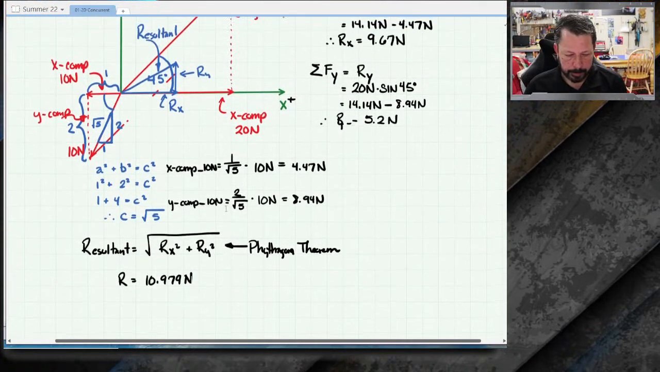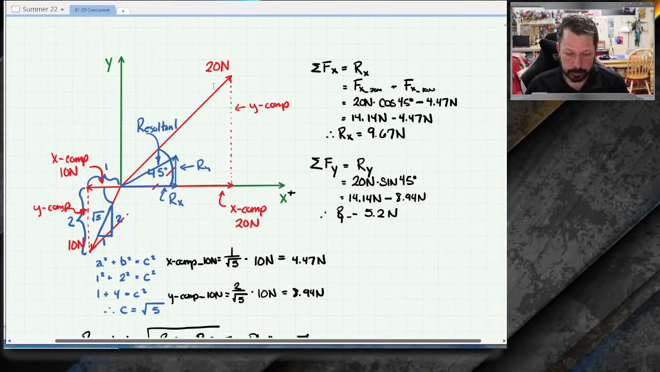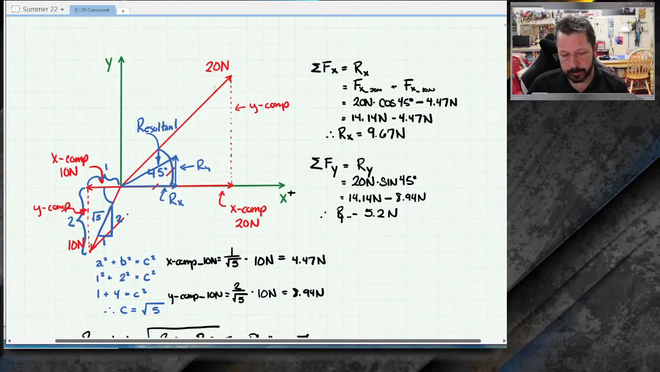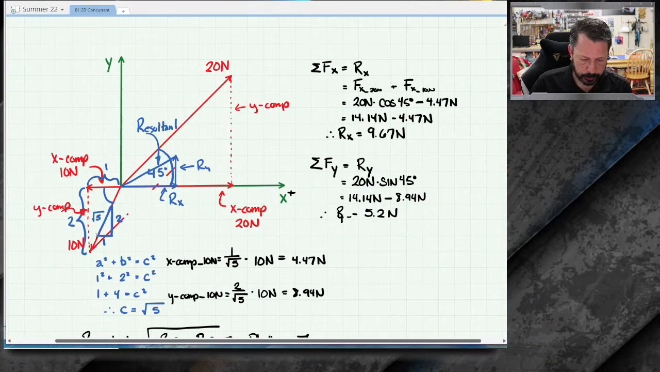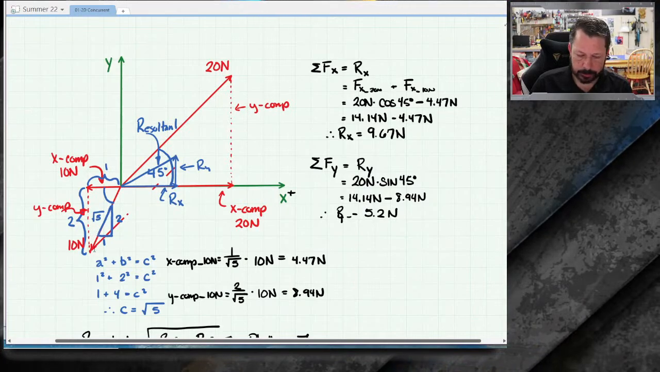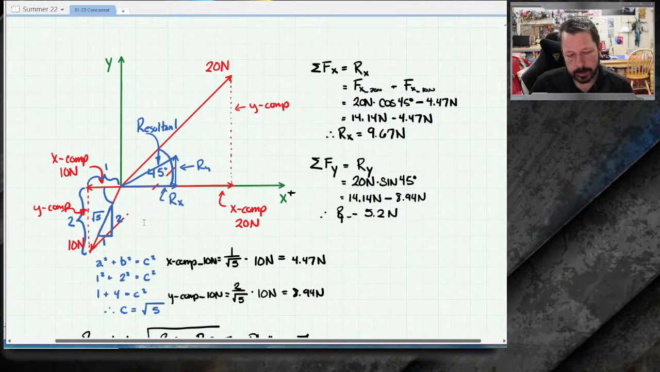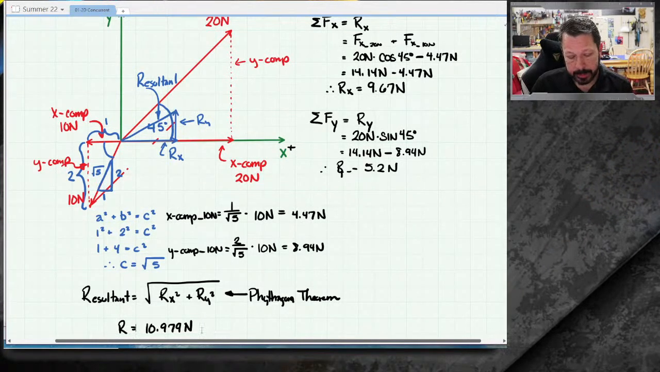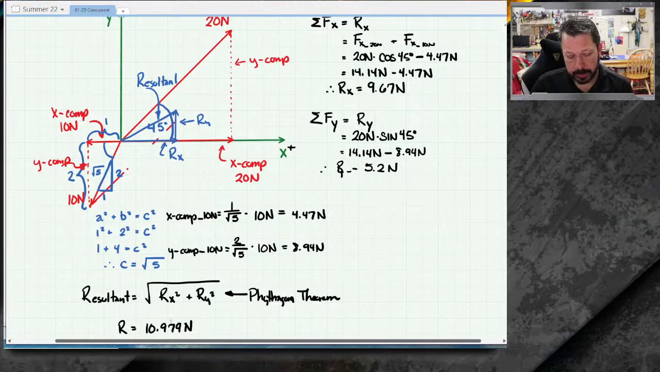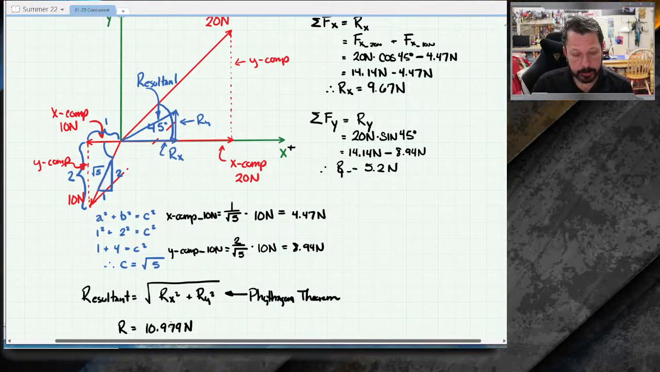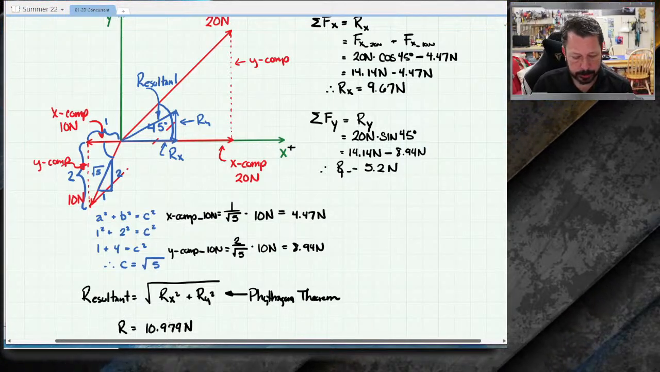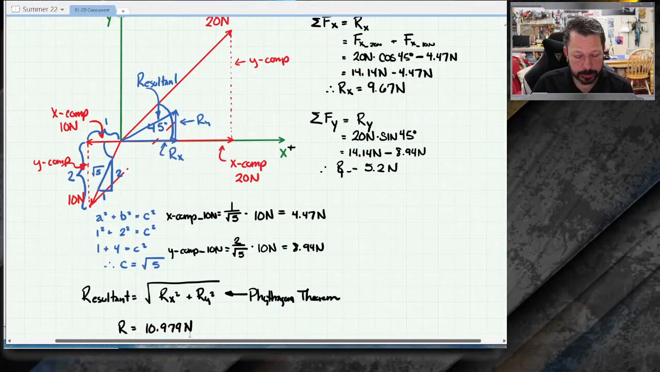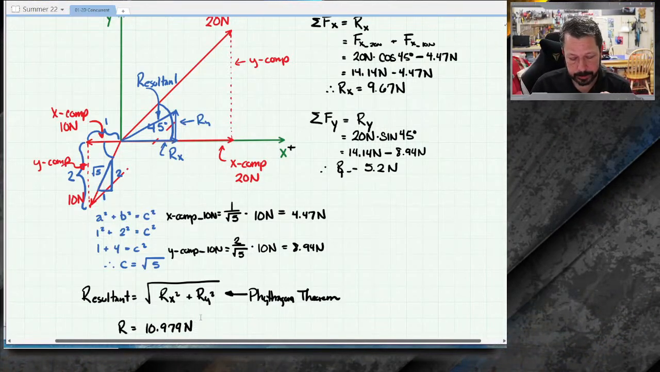So the addition of a 20 Newton force at a 45-degree angle and a 10 Newton force at whatever angle this is gives about 11 Newtons. If that R value had come out to be 0, we'd be in static equilibrium. This one came out to not be 0, so this would actually be a dynamic situation.